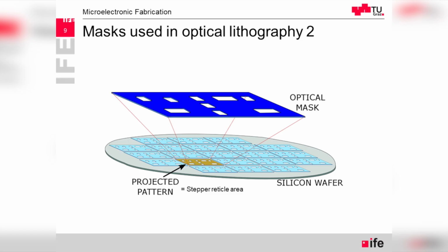Many other processes, actually most process steps that we're going to discuss later, do treatment in one step for the whole wafer, like the silicon dioxide deposition. It happens in a single treatment for the whole wafer, whereas here we have this scanning.